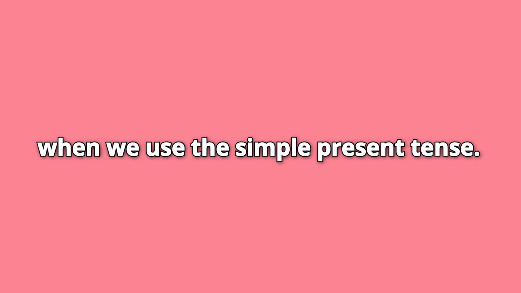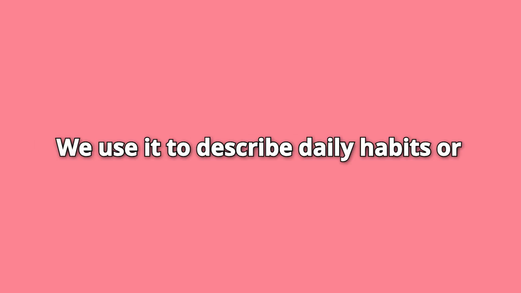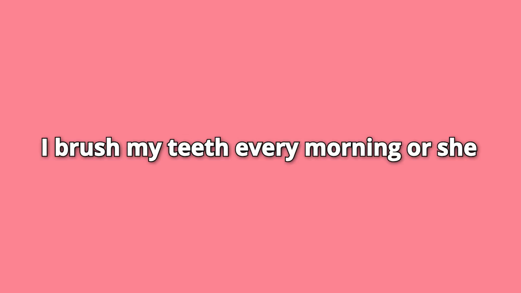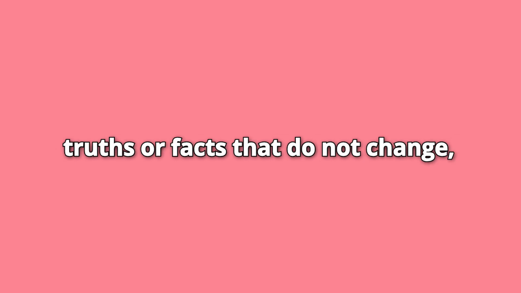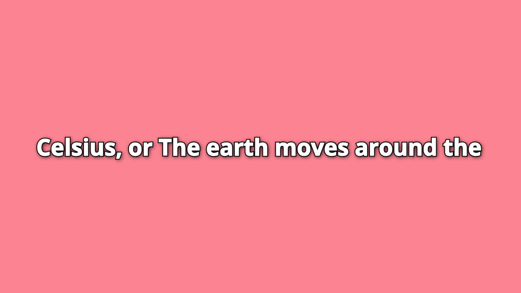Now let's talk about when we use the simple present tense. We use it to describe daily habits or routines. For example, I brush my teeth every morning, or she takes the bus to school every day. We also use it to talk about general truths or facts that do not change, like water boils at 100 degrees Celsius, or the earth moves around the sun.